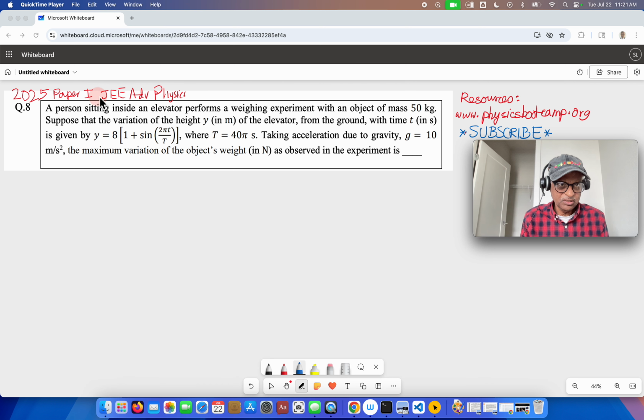So this is a question again from this year's paper 1 of JEE Advanced Physics exam, and this question is actually quite simple, and it's more like a simple math problem, but let's see how it goes. So it's a kind of wrapped up with little physics concepts.